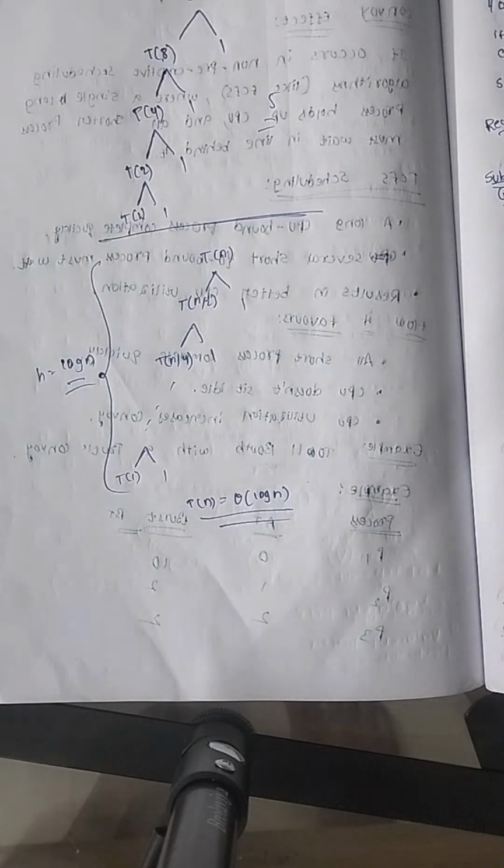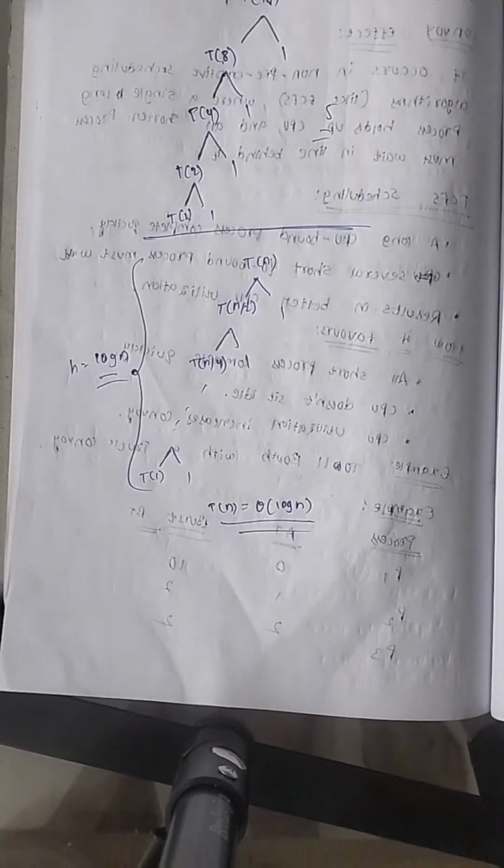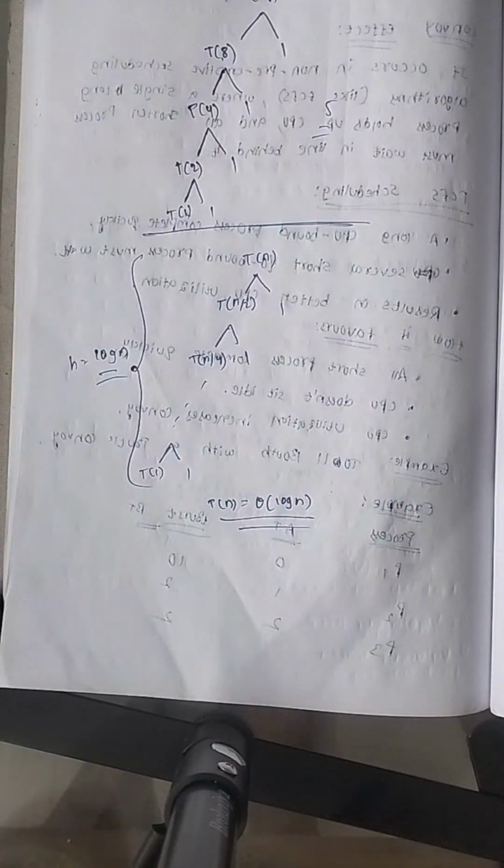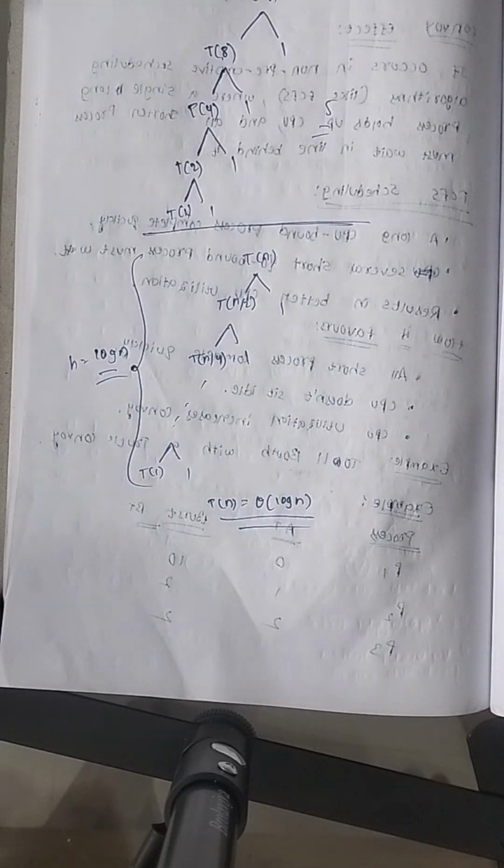You don't have any other topics, right? At last I want to say one thing. What are the topics you need to learn mandatorily? Prim's algorithm.